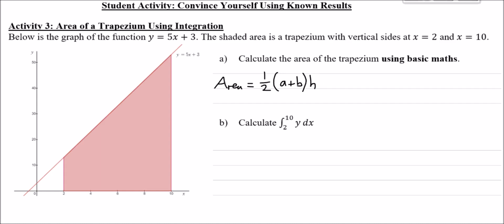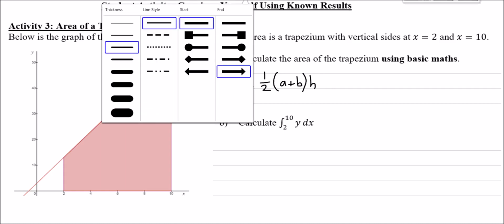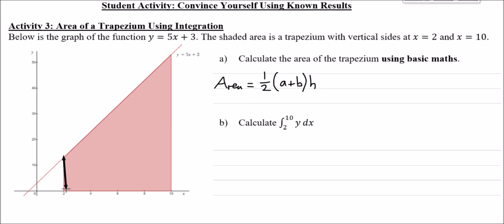So what we need to work out first of all here, if we're going to do this, is we need to work out this height here and this height here too. So we know that y equals 5x plus 3, and so down here the y value is 0. If x is 2 though, this height here will be 5 times 2 plus 3, so that's going to be a height of 13. Similarly, when x is 10, 5 times 10 is 50 plus 3, that's going to be 53.